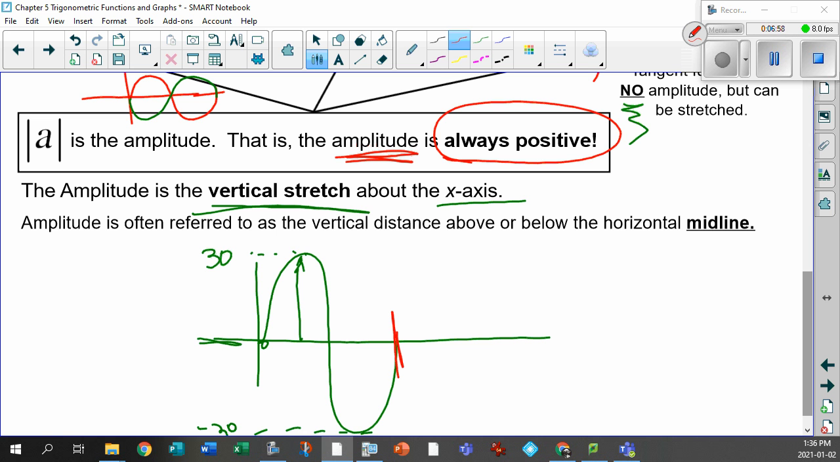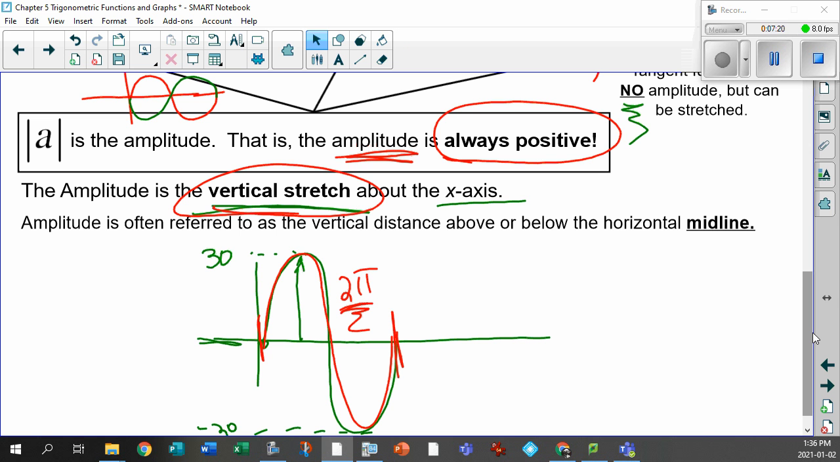But you notice something? We didn't talk about the period at all. The period in this particular case is still 2 pi because remember, this is a vertical stretch. We have not stretched this thing horizontally at all. So the period remains the same, still a 2 pi. It takes 2 pi to go up and down, do one complete circuit. That's really important to remember as well.